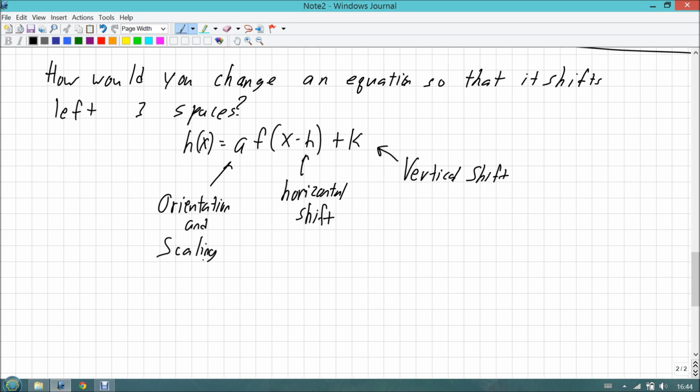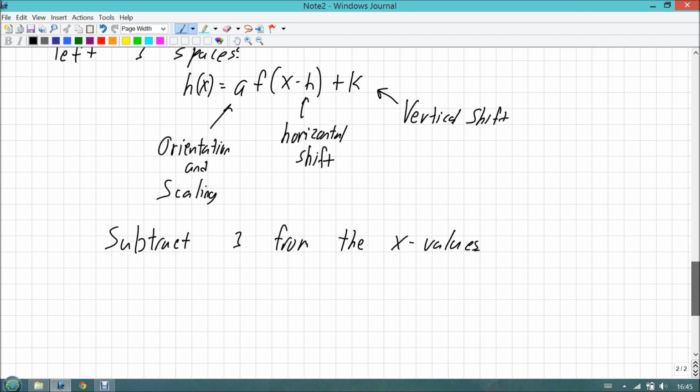The sign controls the orientation, and the number controls the scaling. So if I was told, how would you change an equation so that it shifts to the left 3 spaces? Well, that would be a horizontal shift. So I would say subtract 3 from the x values. That would look something like this.